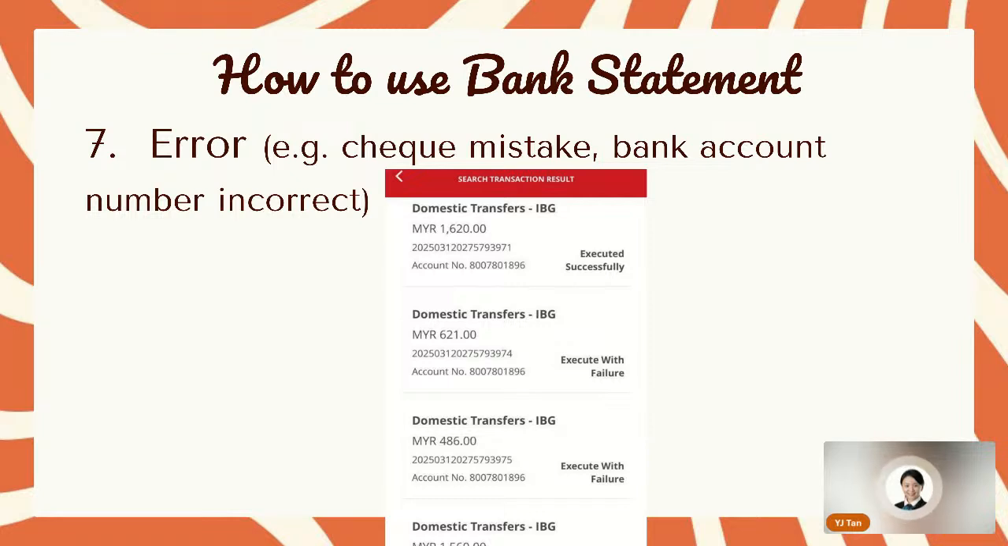Another case is when there is some error. For example, you try to make a payment to your supplier, but maybe you keyed in the bank account number wrongly, or maybe the cheque you wrote is not right. I show you an example here, execute with failure. The bank will tell you that it failed. This transaction you asked me to do, I can't transfer at all, so it failed. So all these things are possible to happen.